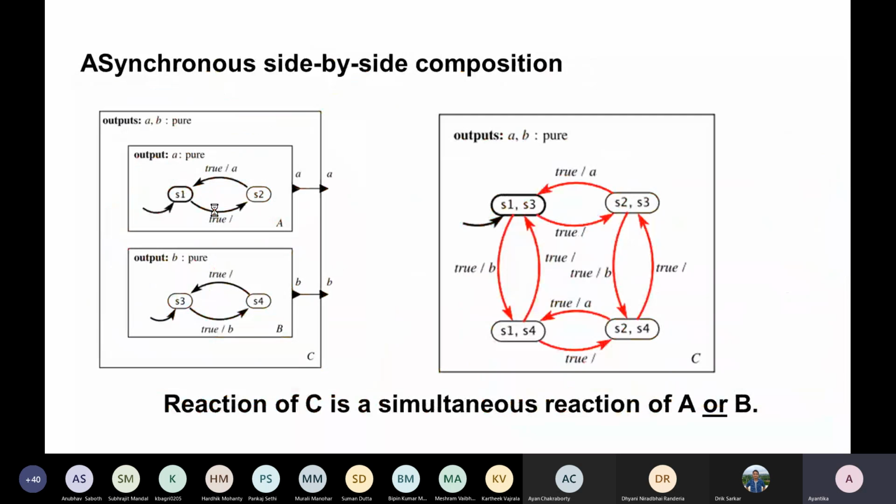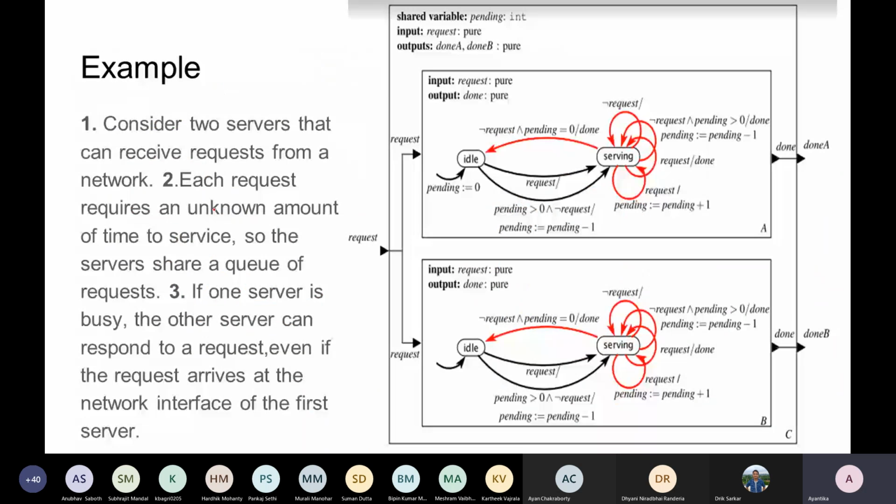So let's take one example. Maybe you can see this example. Here we are talking about two servers that can receive requests from a network. First, you just read the specification. There are two servers that can receive requests from a network, and each request requires an unknown amount of time to service. So that is not something definite.